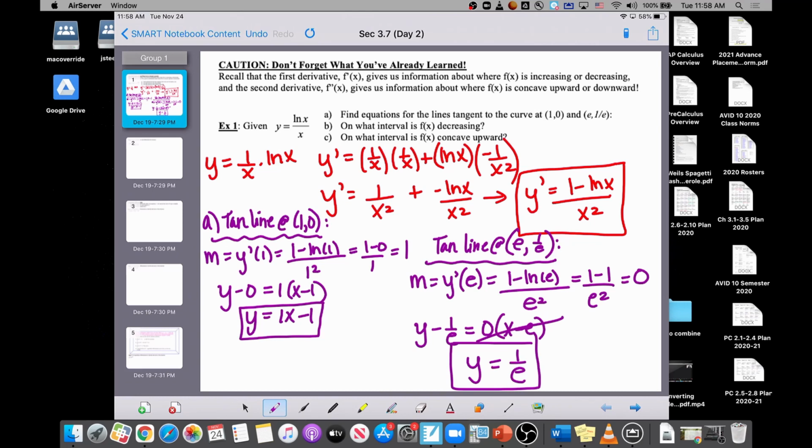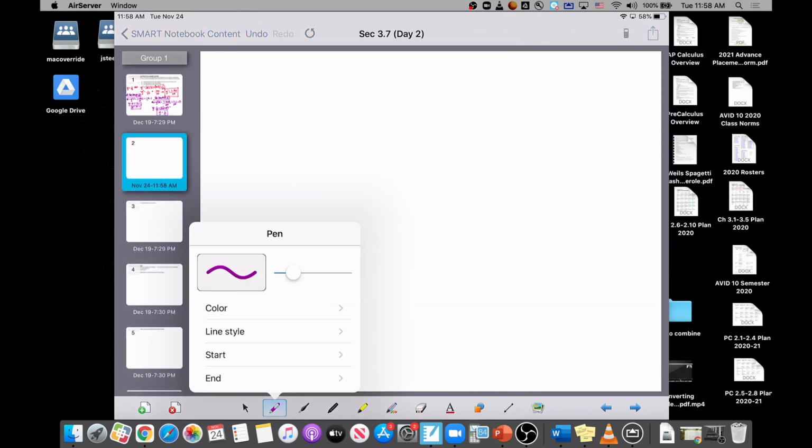Part A is done. So now we're going to do part B, which is on what interval is f of x decreasing.